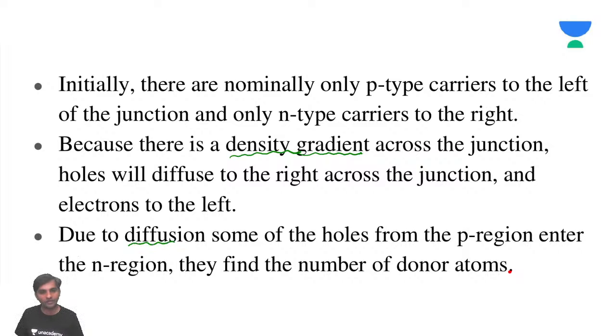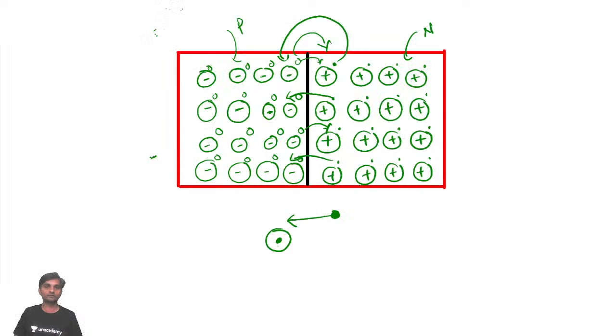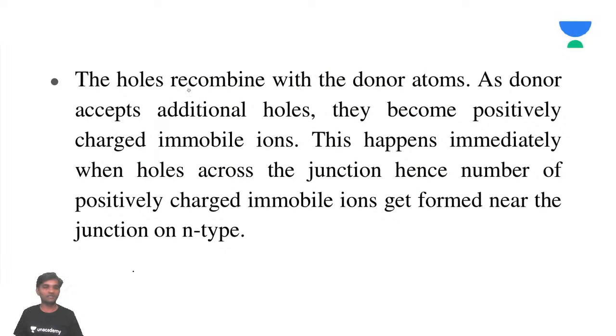The process of movement of charge carriers without any external voltage in a given semiconductor is nothing but diffusion. Right? So due to this diffusion, the holes from the P region enter the N region. They find the number of donor atoms. Now the holes recombine with the donor atoms.